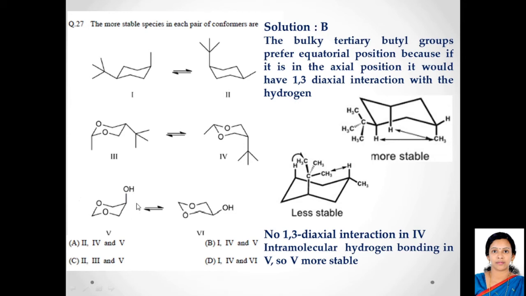So here the compound with the hydrogen bonding is more stable, because intramolecular hydrogen bonding makes it more stable. So here the equatorial bulky group compound 1 is more stable, here compound 4 is more stable, and compound 5 is more stable here. So solution B is the right answer here, solution B.